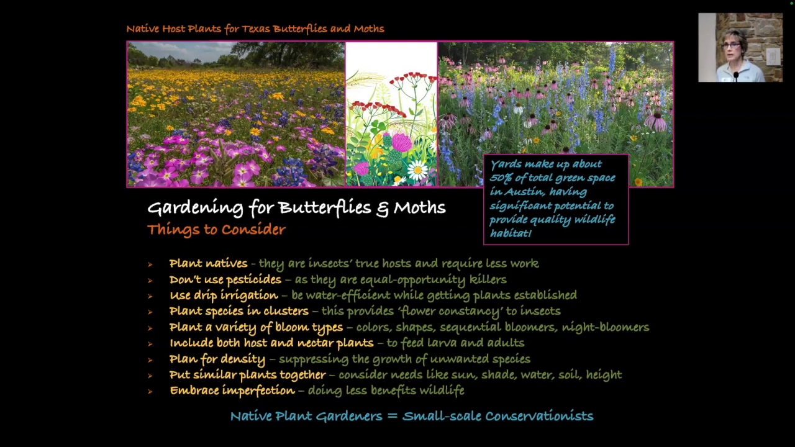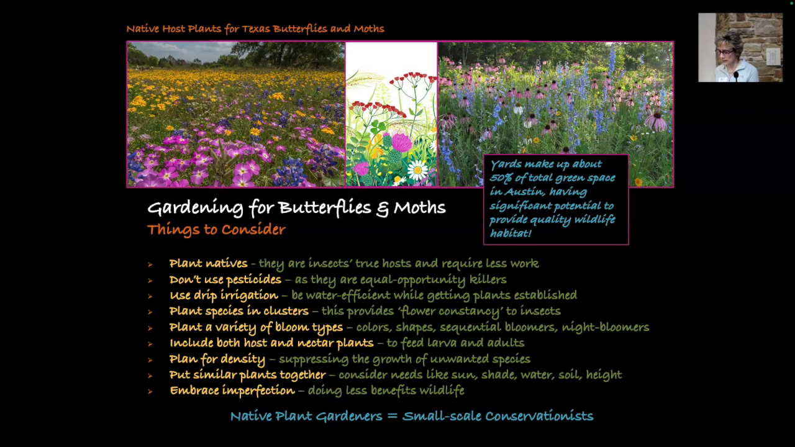But I came across this fact, and I thought it was really interesting, that yards make up about 50% of the total green space in the city of Austin. And just think about what the potential is there. Provide quality habitat if we got rid of our lawns and put all native plants in. Because of that thought, I always like to think of native plant gardeners as small-scale conservationists. Because as mentioned in the introduction, you don't have to have a lot of land. You can still provide quite a bit in just a little pocket.